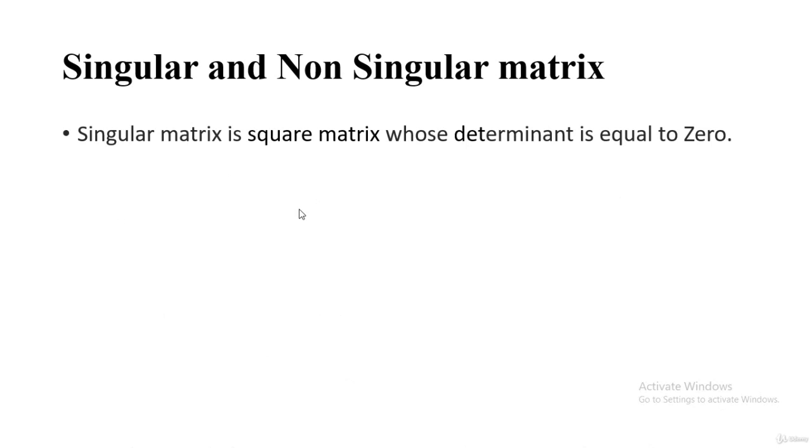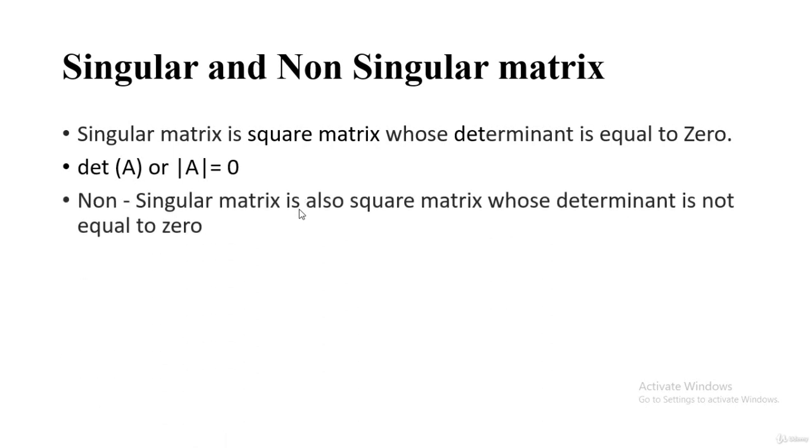A singular matrix is a square matrix whose determinant is equal to 0, that is, the modulus of A is equal to 0. A non-singular matrix is also a square matrix whose determinant is not equal to 0. We have learned earlier that determinants are only calculated for a square matrix.